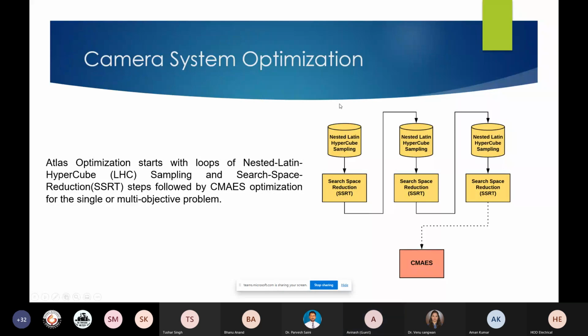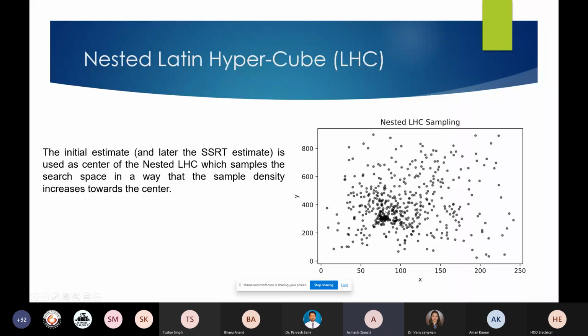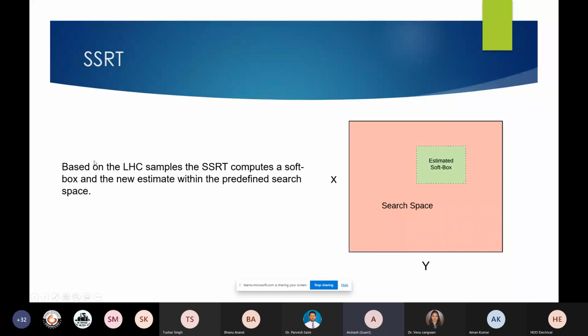Next, in LHC itself, what is done is we start with some initial value, and based on this initial value, it takes various samples throughout this search space in a way that more samples are taken towards the initial guess compared to farther away from the initial guess. And based on this sampling, we estimate a soft box for doing the next sampling. What soft box means here is the optimization algorithm is allowed to go outside of this box in the search space, but the search space itself is mapped in such a way that the probability of the point landing within this box is much higher than outside this box.